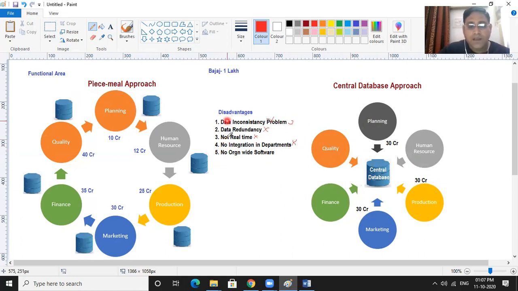Now earlier there was no organization-wide software, because all departments were having and using different softwares. But now in the central database, the overall data of the organization is stored, it is a repository. So now we can apply one organization-wide software over here, like ERP, enterprise resource planning.